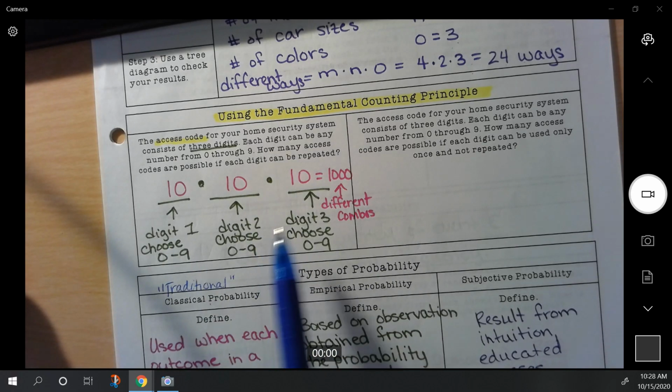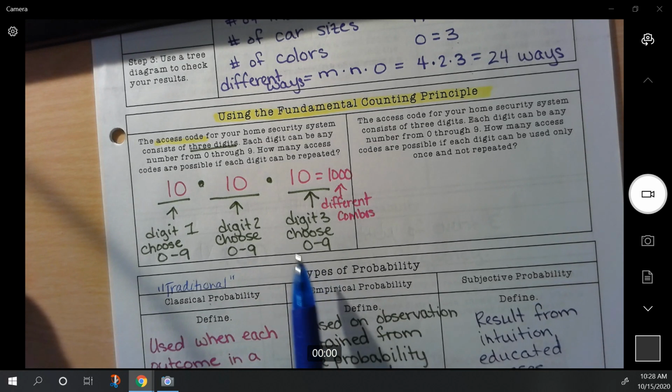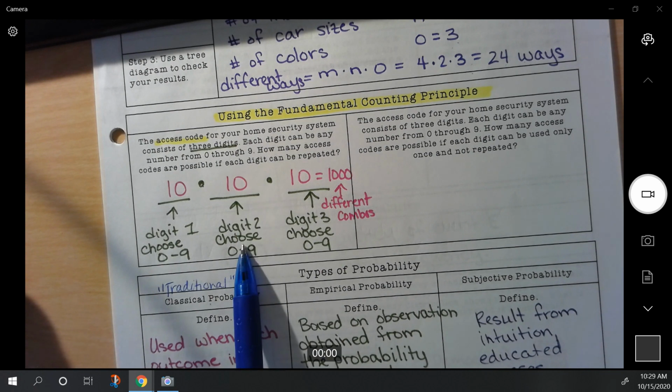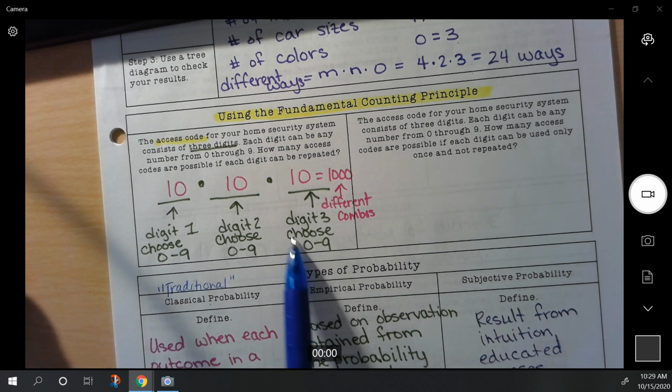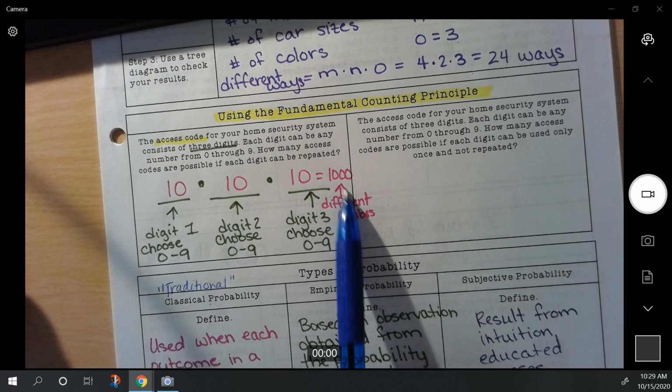Well, each dial is separate. So those are separate dials being used. And therefore you have 10 choices on the first one, you have 10 choices on the second one, and 10 choices on the third one, and they don't affect each other. And that gives you a total of 1,000 different combinations.